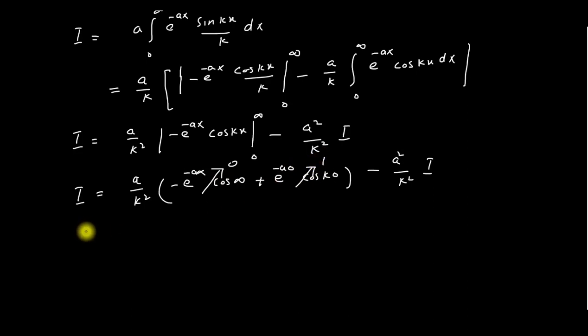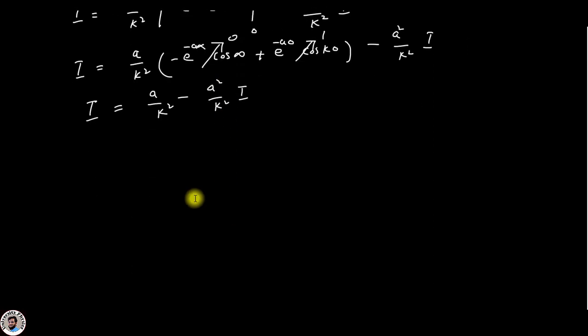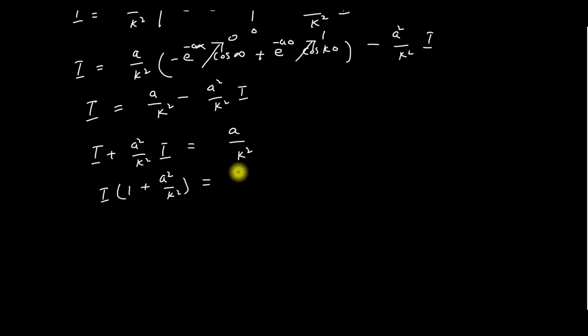So we can write it as that I is equal to a divided by k square minus a square divided by k square into I. Now this equation can be written as that I plus a square divided by k square into I is equal to a divided by k square. Now I have to take I as a common, and we will get I into 1 plus a square divided by k square is equal to a divided by k square.